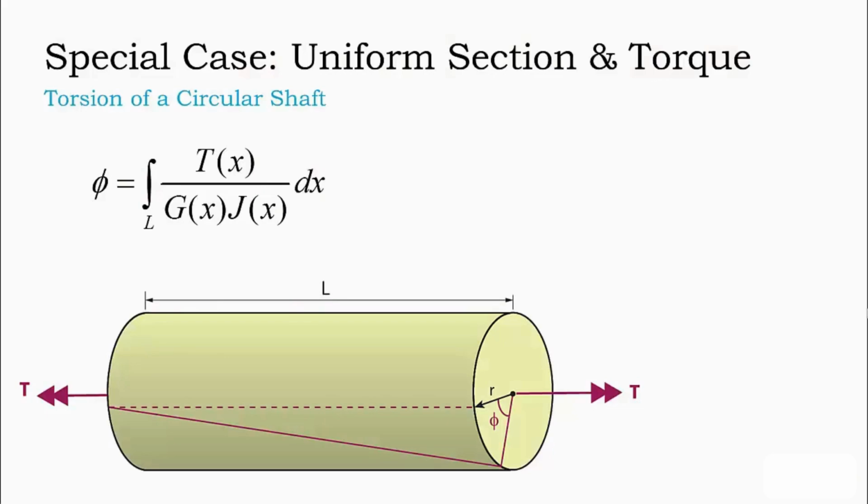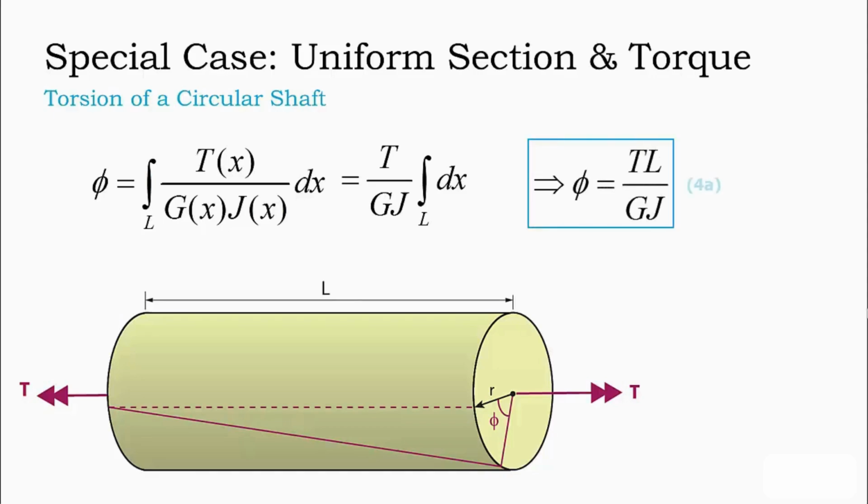The first special case we will look at is that of a circular shaft with uniform cross-section and internal torque along its length. This is the simplest case we can consider, where the internal torque and shear modulus and polar moment of inertia are all constants. This allows us to remove these quantities from the integral. The integral of dx over the length of the shaft is precisely the shaft length, allowing us to simplify further, resulting in the expression that the angle of twist is the internal torque times the shaft length divided by the product of the shear modulus and the polar moment of inertia.